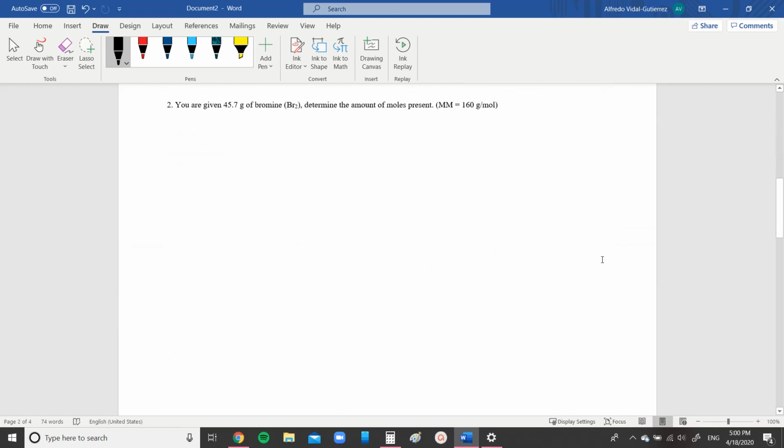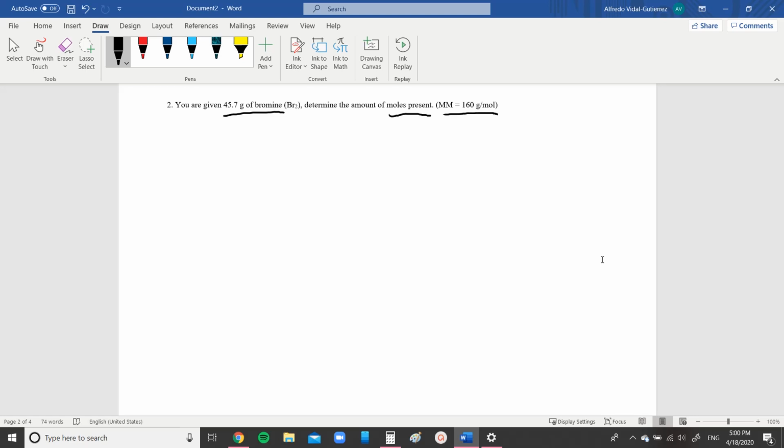So another example, you are given 45.7 grams of bromine, and you're asked to determine the amount of moles present. Here you've already been given the molar mass of bromine, which is Br2. It's found to be 160 grams per mole.